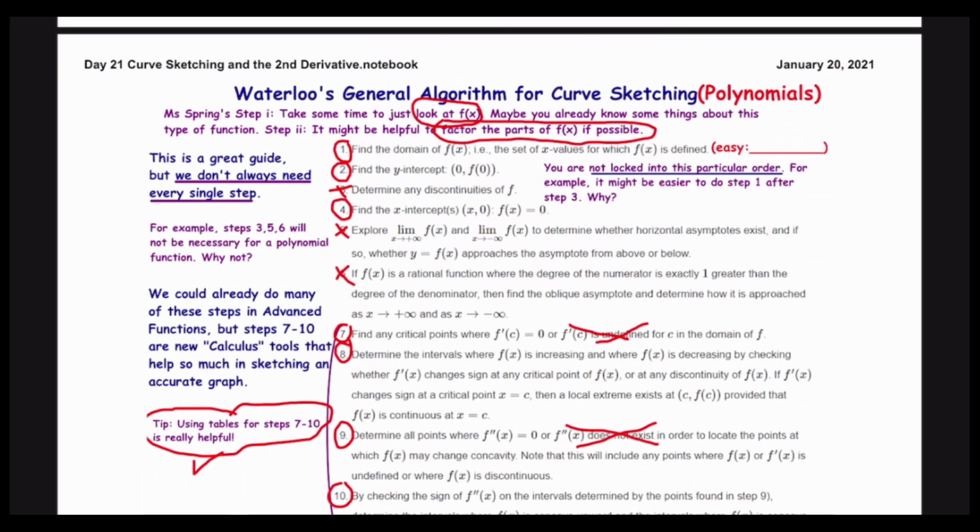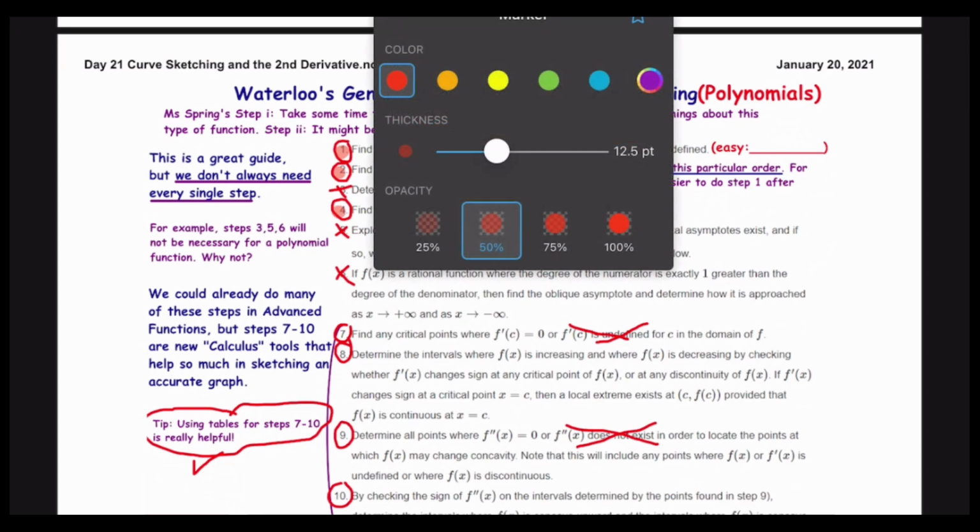All right, so the first steps are always a great idea. Look at the function, see what we know about it already, and factor the parts of the function if possible. We want to find the domain, because I always want to know where my function is defined. If it's something like a square root function, it's only going to be defined for positive values of x, so I don't even need to waste any of my brain power or my time thinking about negative values of x. I want to find the y-intercepts. I want to find the x-intercepts.